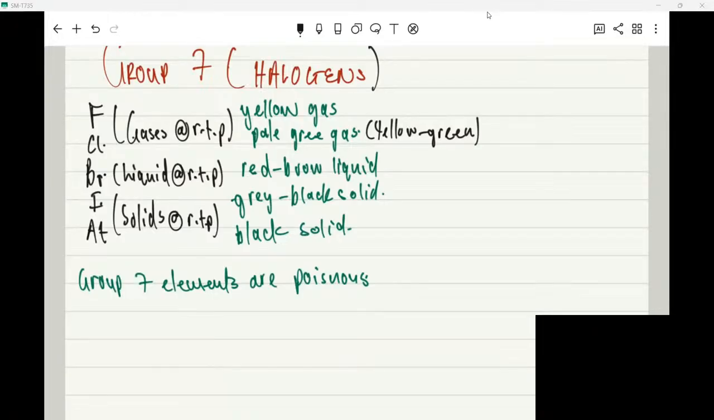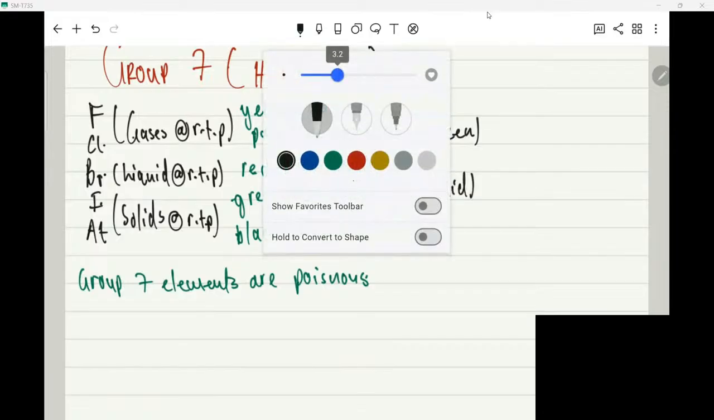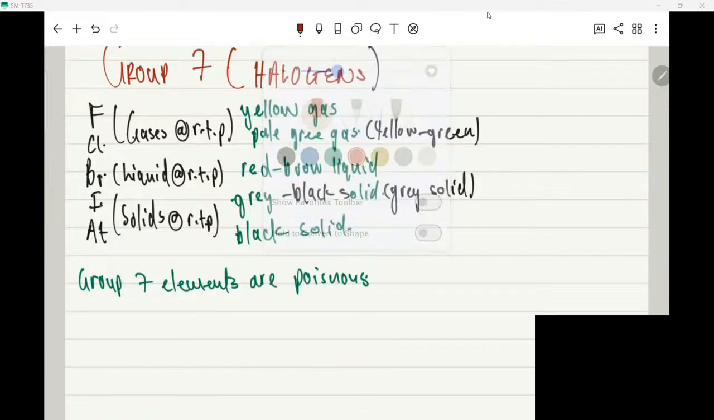Okay, so iodine, you can say it's gray-black, or you can just say it is gray. I think it's better to just say it is a gray solid. So just say gray solid. Now, what is the use of these things here?